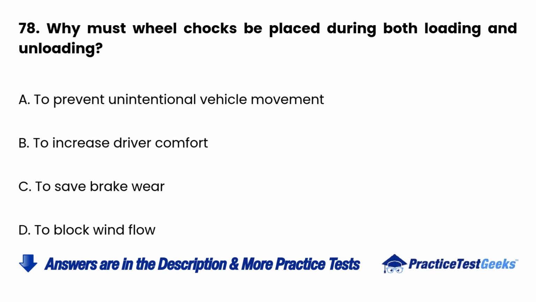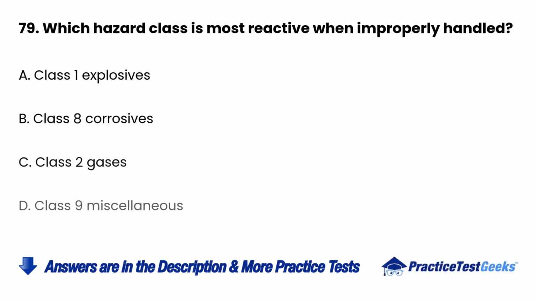79. Which hazard class is most reactive when improperly handled? A. Class 1 explosives. B. Class 8 corrosives. C. Class 2 gases. D. Class 9 miscellaneous.